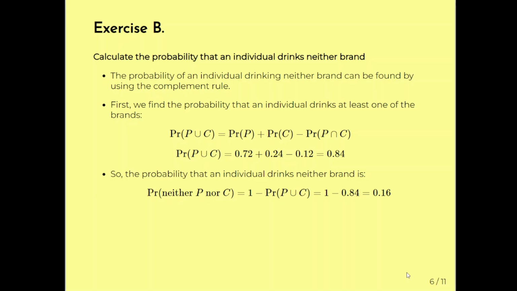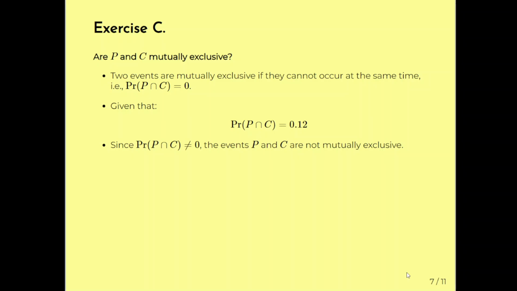So, now, exercise C. Are P and C mutually exclusive? If you drink one, can you drink the other? Well, we're actually told that. So this is what the question is in the context of what we're given. What does mutually exclusive mean in the context of the mathematics of it? It means the probability of P intersection C is 0. Two events are mutually exclusive if they cannot occur at the same time. But we're actually told that, yes, there are 12% that drink both Pepsi and cola. So essentially that is the answer to this one.